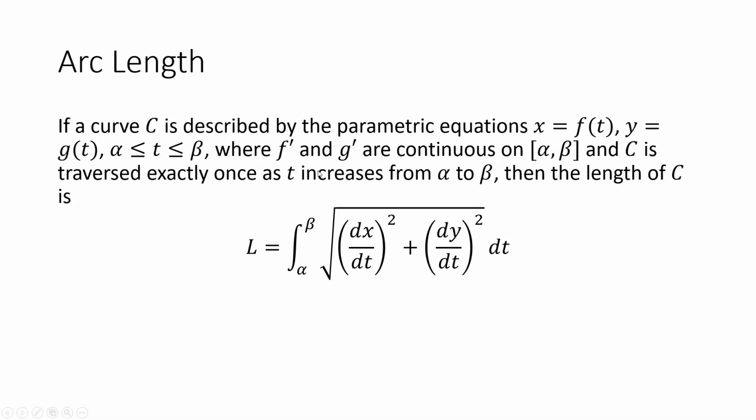And it's also worth noting here that the functions f prime and g prime need to be continuous on the interval alpha to beta. And the curve C must only be traversed exactly once, otherwise if it's traversed more than once, then you might get a larger value than it should be.